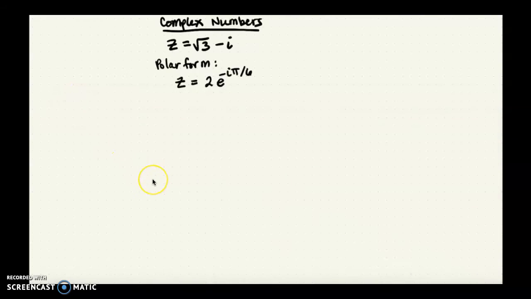Okay. So that was the main thing I wanted to talk about in this video. But in case you needed a quick refresher, how did we get this form of the complex number? So we did this by computing r, which is the modulus of z. So say we're given this form of z, square root of 3 minus i. If we wanted to find r, we would do the square root of square root 3 squared plus negative 1 squared. So this is the square root of a squared plus b squared. This will give us square root of 4, which is 2.